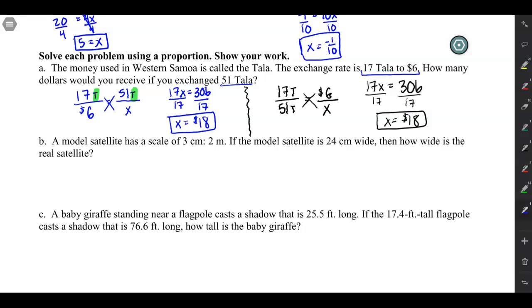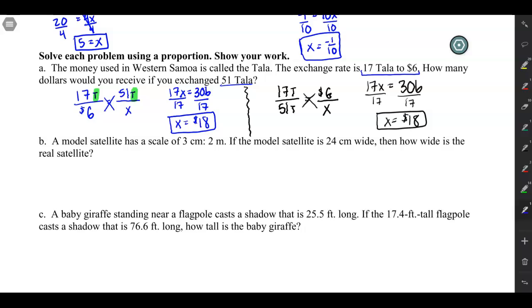So in example B, we have a really interesting example, which is about scale factors. A model satellite has a scale of 3 centimeters to 2 meters. That means that for every 3 centimeters in the model, it represents 2 full meters in the actual satellite. And we use this kind of idea a lot, like on maps.